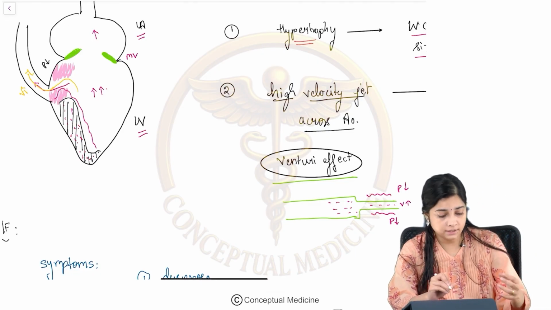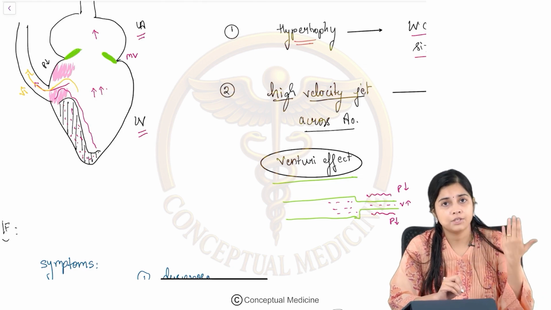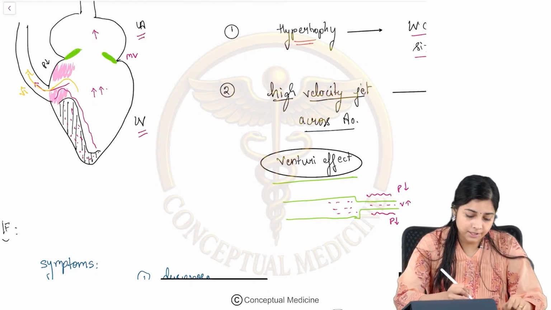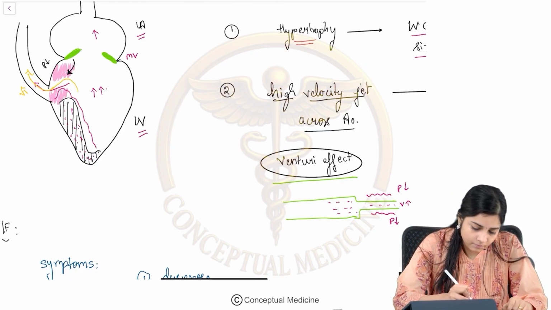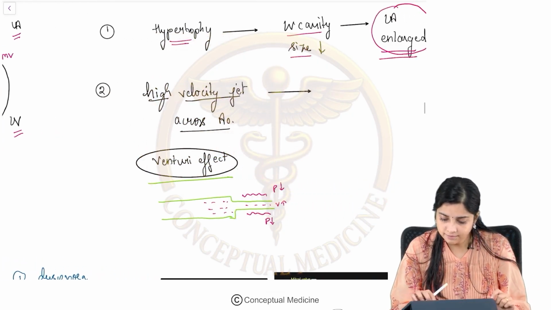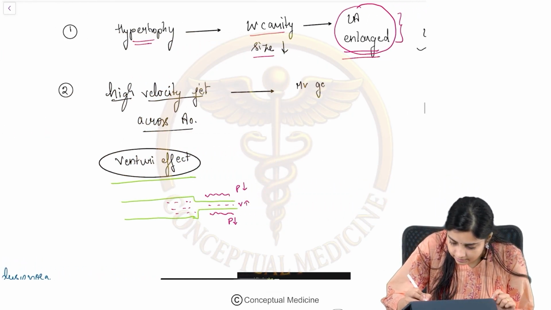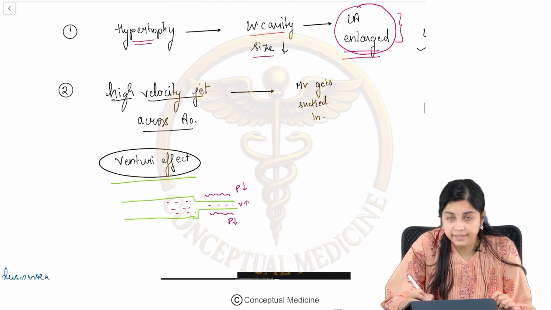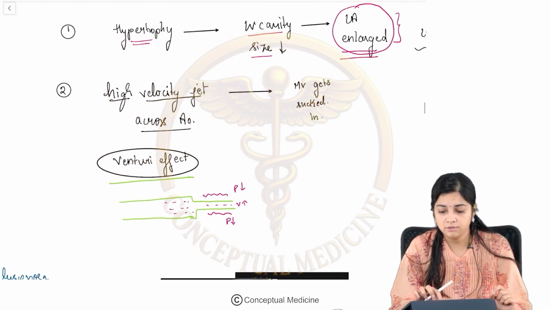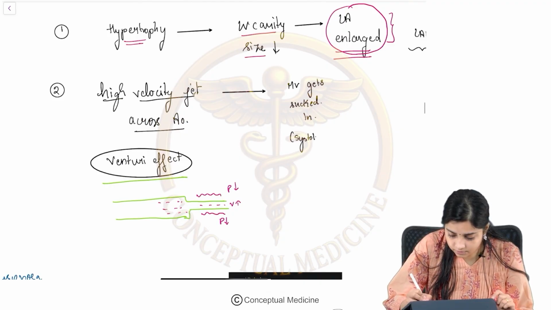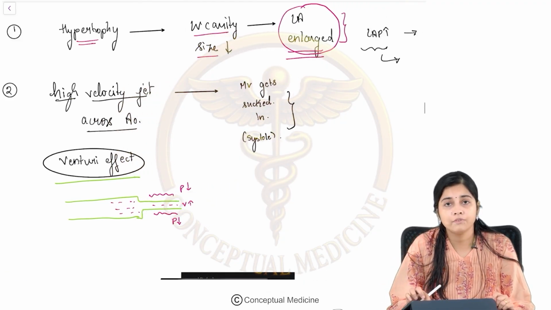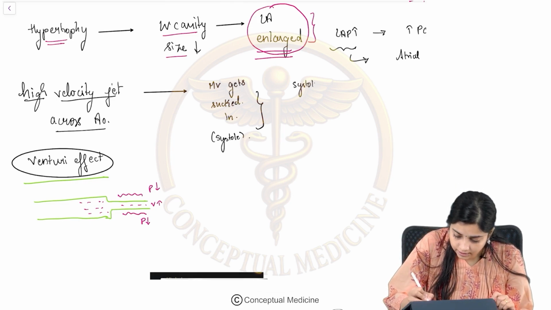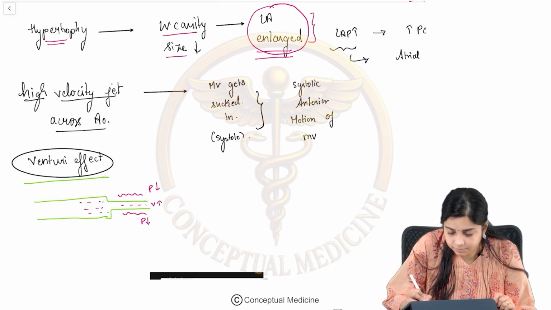Now, if the pressure is going to decrease, don't you feel that a vacuum-like situation is created? So, because of this decreased pressure, what gets pulled here? The mitral valve. The mitral valve gets sucked in. In which phase? The blood is going out to the aorta in which phase? During systole. Right? So, this is what we call the systolic anterior motion of the mitral valve.